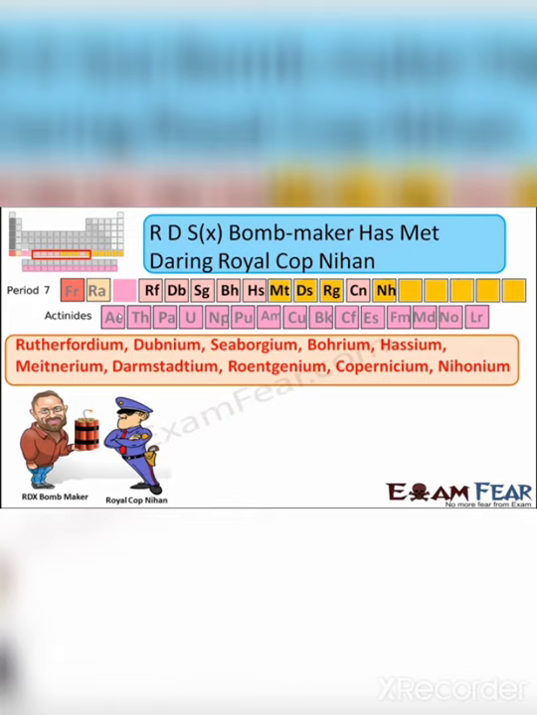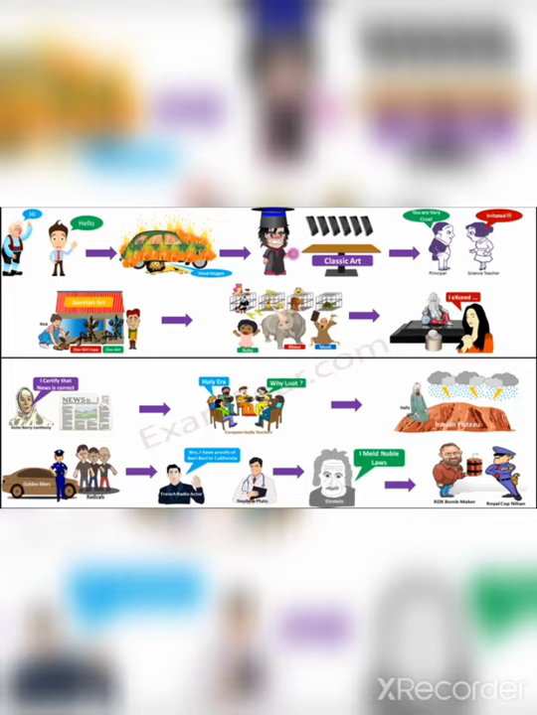So our final memory tip for these remaining elements of period 7 would be RDX bomb maker has met daring royal cop Nihan. Now, if you remember each memory tip or each storyline, you would definitely be able to remember the elements of that particular period. But now the question is, how can we remember the sequence of these storylines? For that, we have one single story which will help you remember the sequence of the storylines.